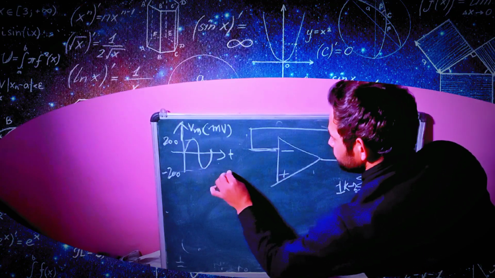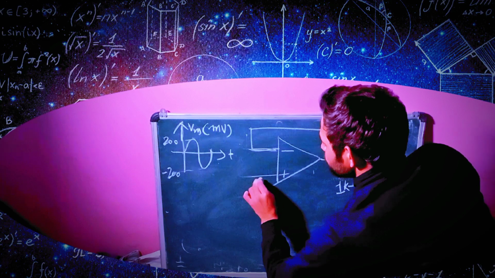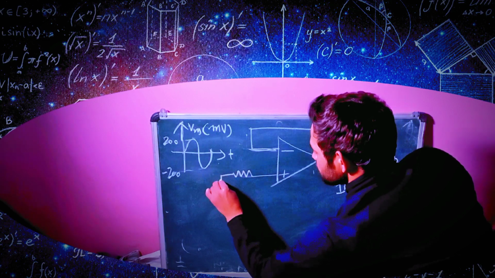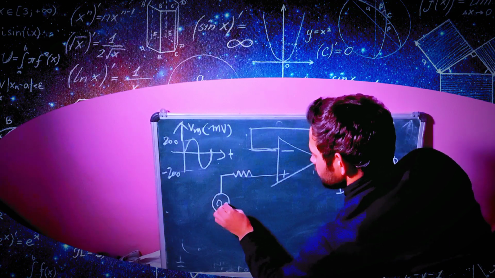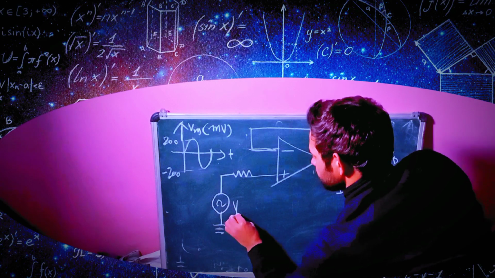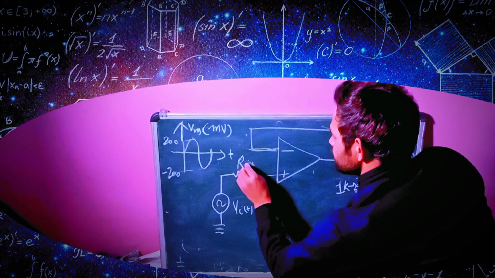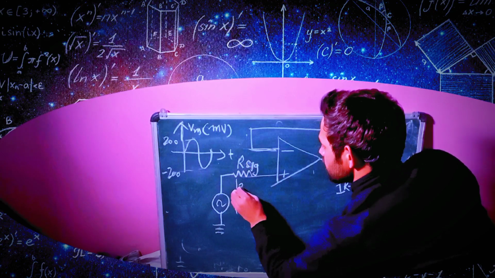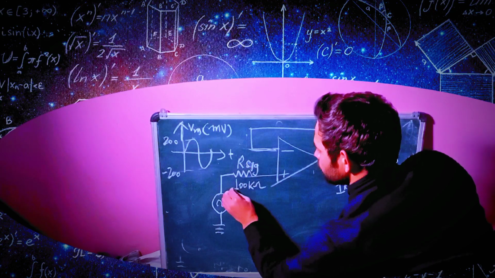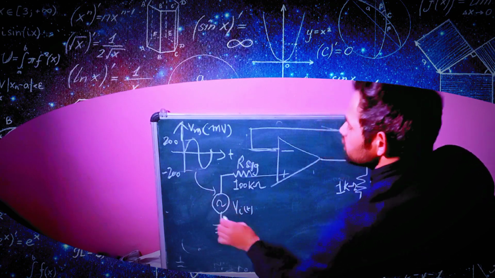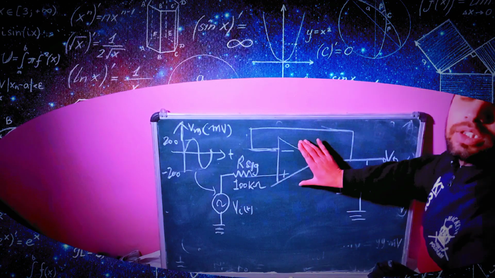And here the input signal is connected, whose source resistance is how much? 100 kilo ohm. So this is my Vi, and this is my Rsig of 100 kilo ohm. Okay, so this is the input signal. Here you see, this is what?